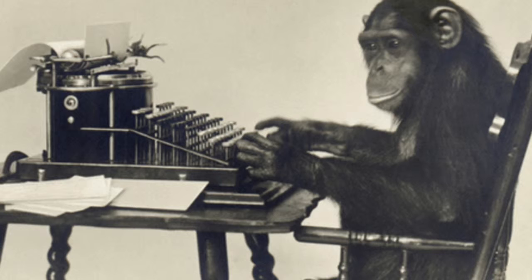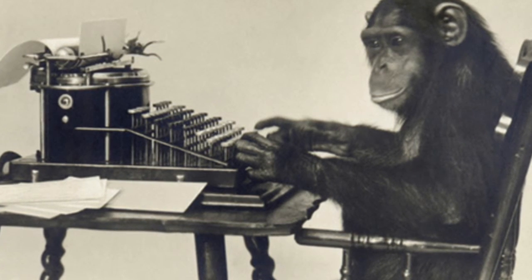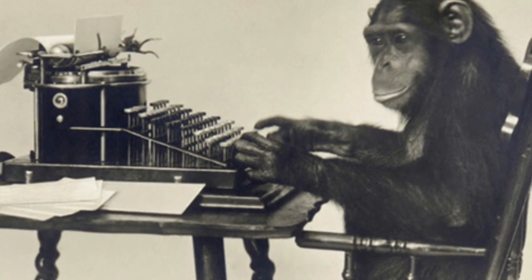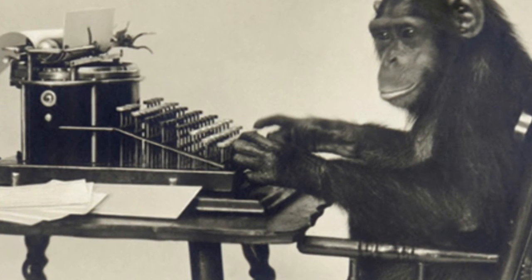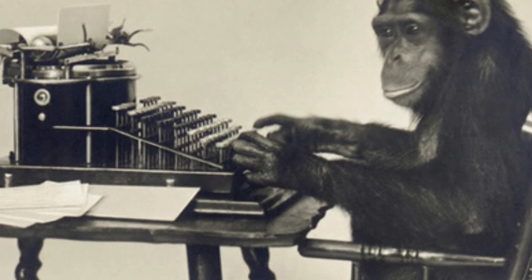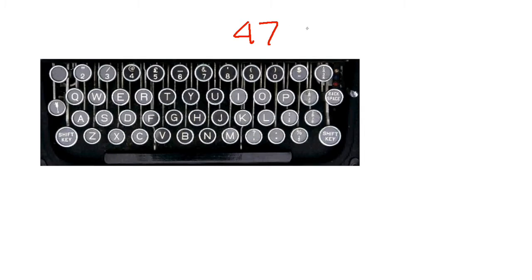Here's another hypothetical situation. You place an infinite number of monkeys in a room with an infinite number of typewriters. The monkeys hit keys at random on the typewriters for an infinite amount of time. If this goes on forever, there's a 100% chance that at least one of the monkeys will produce one of Shakespeare's plays. Think about it.